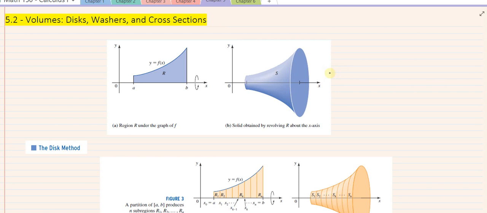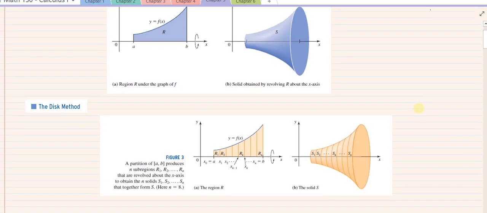Notice, by the way, that this is not one of your geometric shapes. For example, we don't have a cylinder, or a pyramid, or a sphere. So these are regions or volumes that are defined by a function. Now how are we going to actually find this volume? There are different ways we can do it. The method of our focus here is called the disk method.